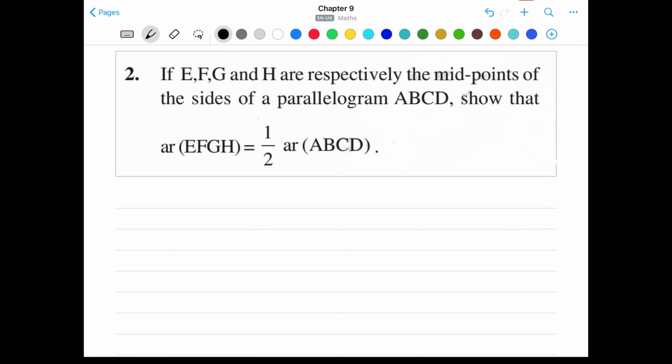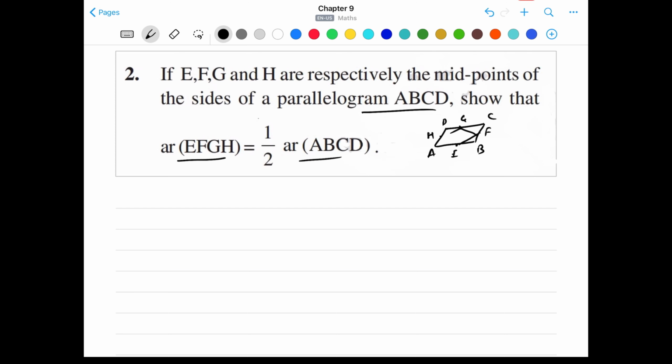It says if E, F, G and H are respectively the midpoints of the sides of a parallelogram ABCD. So here we have a parallelogram. Let's draw a parallelogram roughly. This is a parallelogram, let's name it A, B, C and D. Then E, F, G and H are respectively the midpoints of the sides of parallelogram ABCD. So here we have E, F, G and H. We have to show that the area of EFGH is half the area of ABCD.